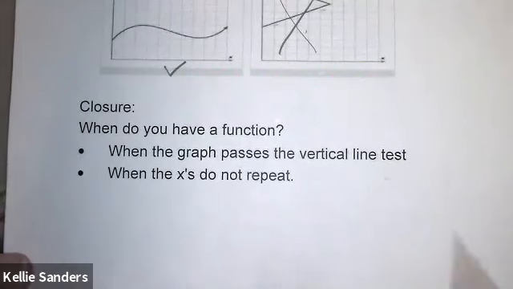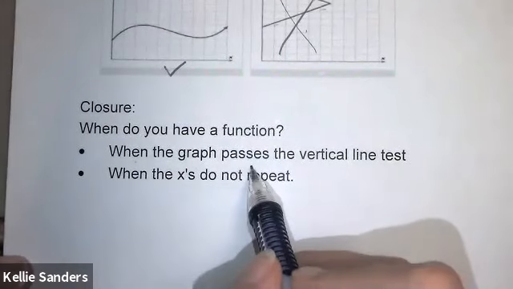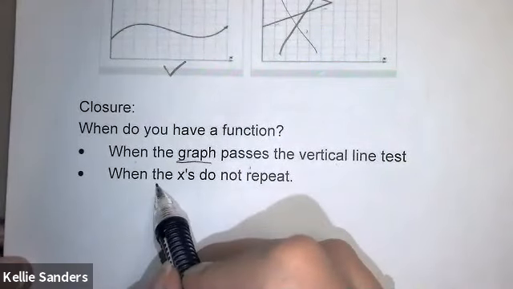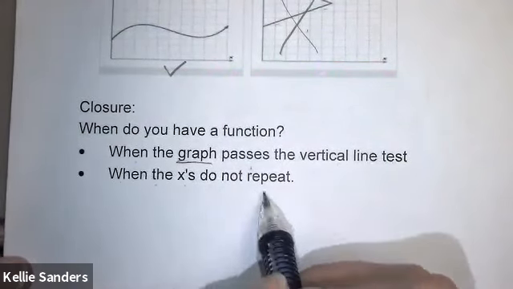Closure. When do you have a function? When the graph passes the vertical line test, if you have a graph, or if you just have points, when the x's do not repeat.